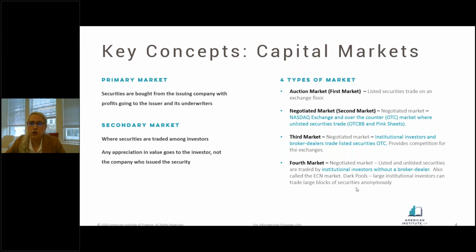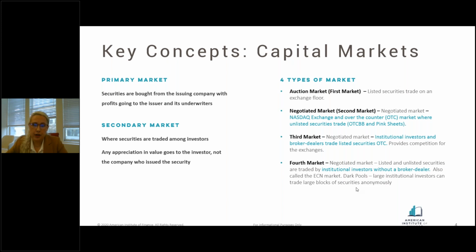So the primary market is essentially where securities are bought from the issuing company, with the profits going to the issuer and the underwriters and not to investors. A typical example is an IPO. That's where the securities will be listed for the very first time to the market. And then the secondary market is where securities are traded among investors. So any appreciation in value will go to the investors and not to the issuing company. So that's the main difference.